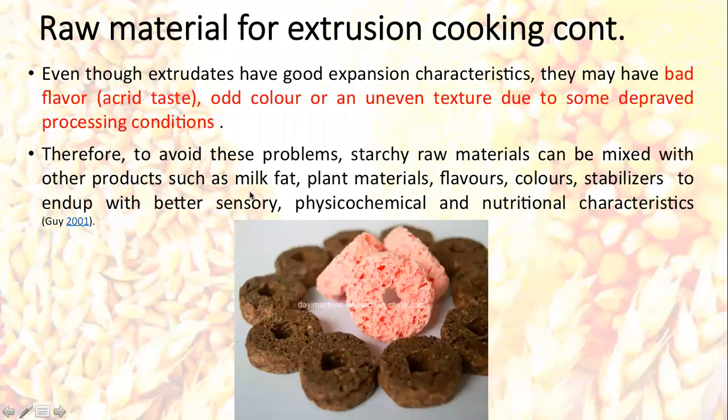Therefore, to avoid these problems, starch raw materials can be mixed with other products such as milk fat, plant materials, flavors, color stabilizers, right? To get better quality. So in the extrusion industry, our ultimate objective is to get a good, proper, expanded product.